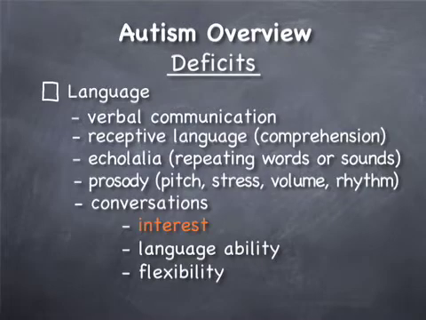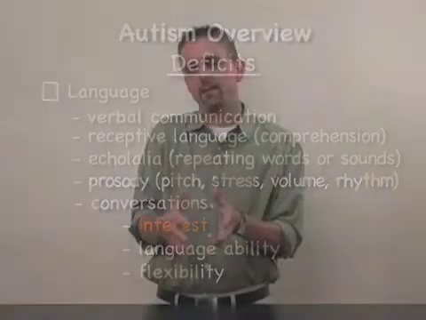So related to the interest, a kid with autism may have the ability to use language to have conversation, but not the motivation to do so. He or she might not be interested in carrying on that conversation.